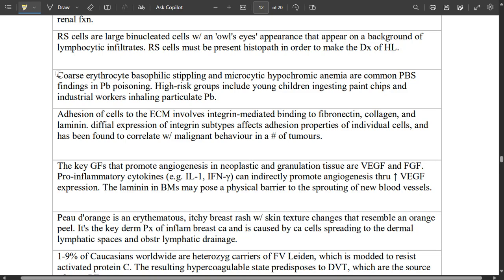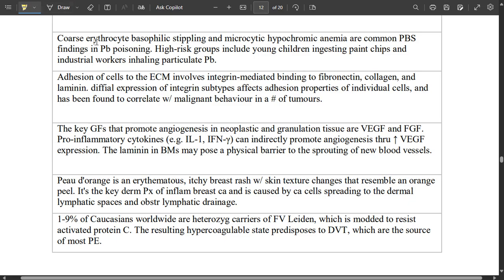Okay, next point is coarse erythrocytic basophilic stippling and microcytic hypochromic anemia are common previous findings of lead poisoning. So lead poisoning causes microcytic hypochromic anemia and basophilic stippling. High risk groups include young children ingesting paint chips, and industrial workers inhaling particulate lead.